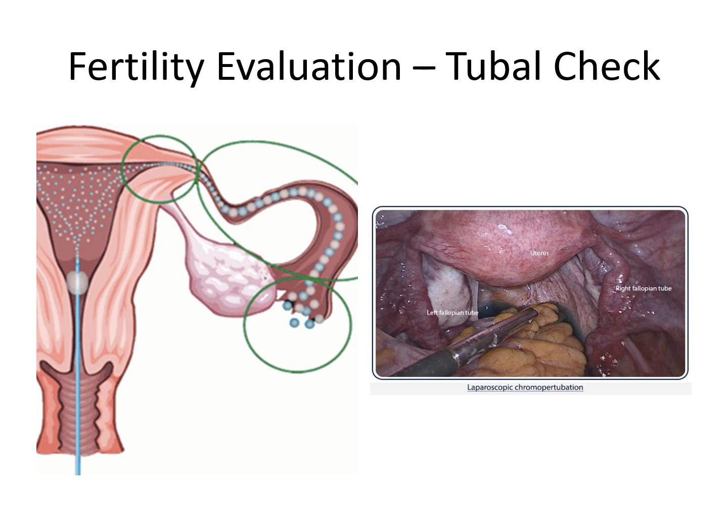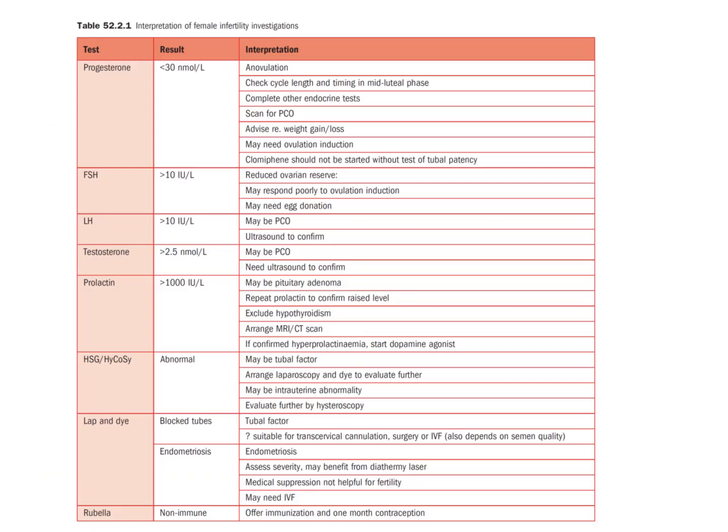Okay, so we have HSG, HyCoSy or hysterocontrast sonography, and lap and dye as options for tubal patency. Just to remember, we can only check tubal patency as an openness. There's no way at present to check tubal function, which is, tubes have function with capacitation, preparing sperm for fertilizing. There's some ciliary action to help to waft the eggs and so on. We can't test function, only patency at the moment.